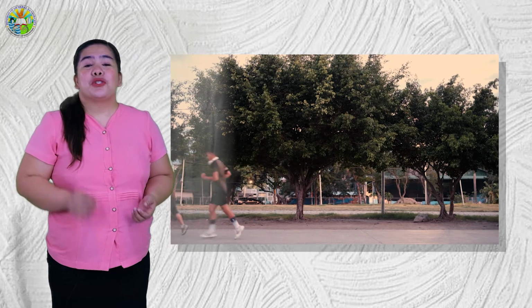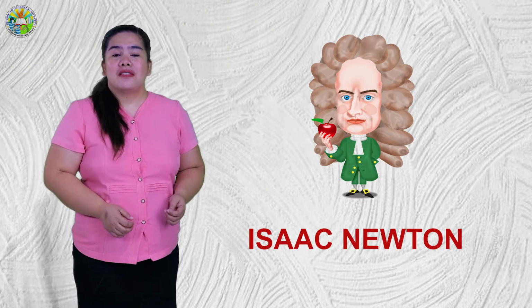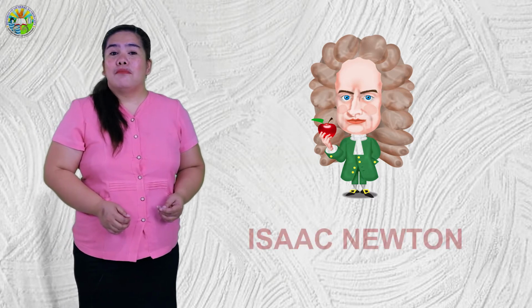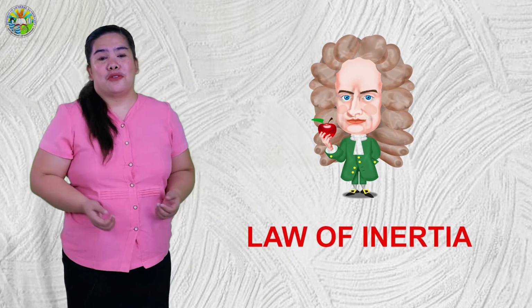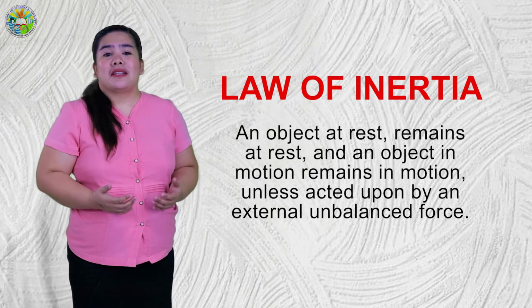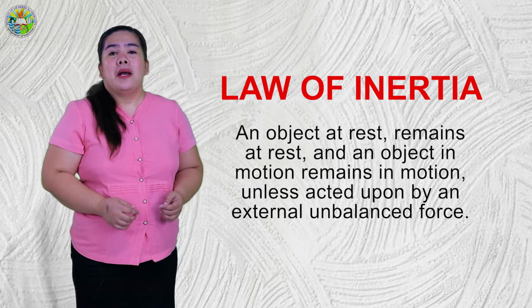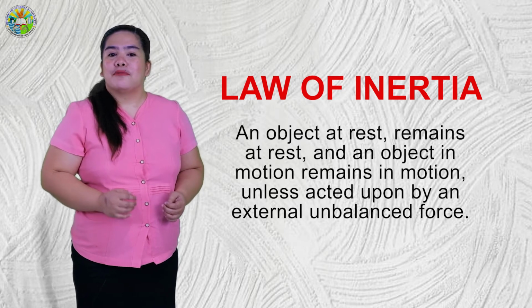And by the way, who is Isaac Newton and what are his laws of motion? Well, let's go back to our previous lesson. Isaac Newton was an English mathematician and physicist who discovered the laws of motion. The first law of motion is known as the law of inertia. It states that an object at rest remains at rest. An object in motion remains in motion unless acted upon by an external unbalanced force.